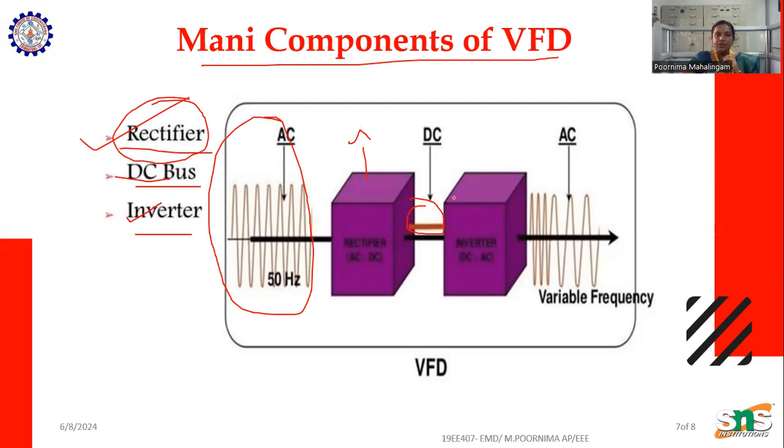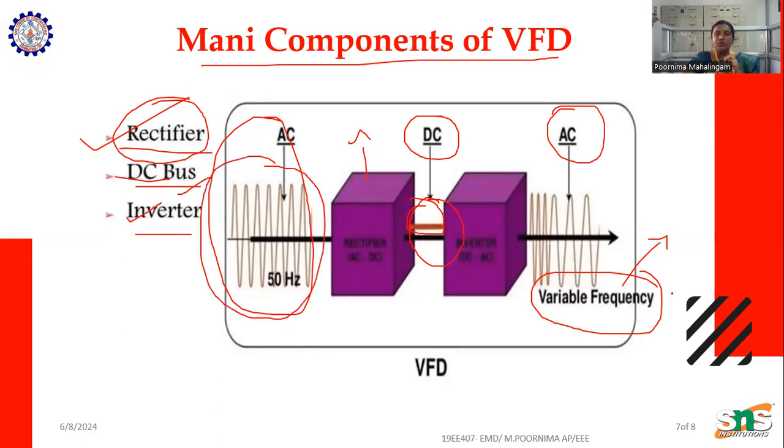And next, the DC bus bar. The DC bus bar transfers the DC supply from one place to another. Next, the inverter. The inverter converts this DC supply to an AC supply, and that AC supply will have a variable frequency. Our main aim is to convert the fixed-frequency AC supply to a variable frequency. Here the frequency is constant, here the frequency is variable, and at the same time the amplitude is also variable. These are the main three components of a variable frequency drive.